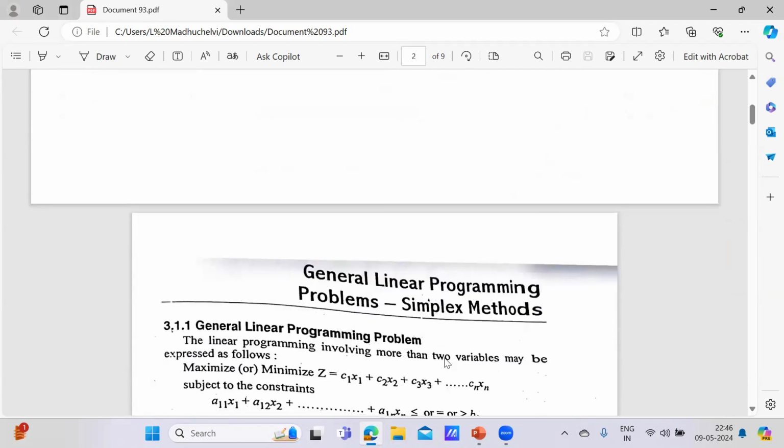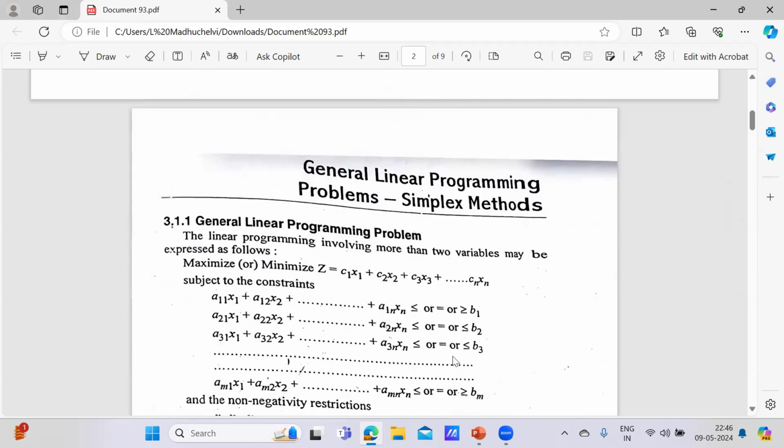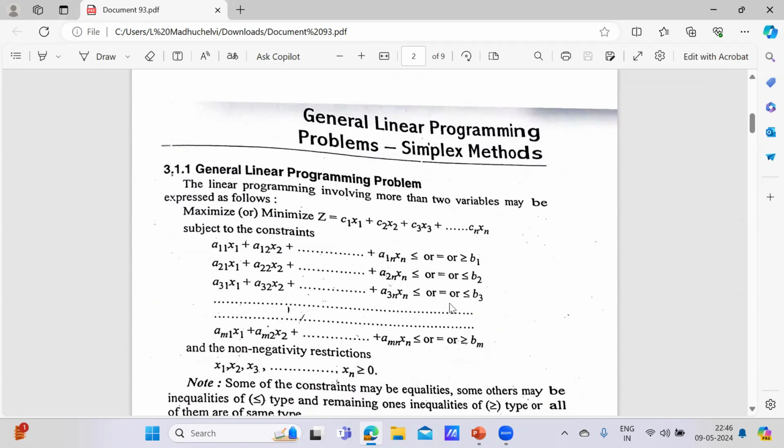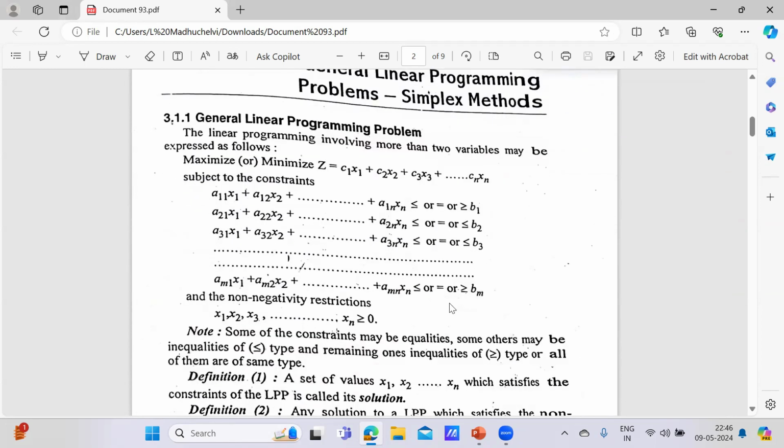First, let us say, what is the general linear programming problem? The structure of a general linear programming problem. The linear programming involves more than two variables may be expressed as follows. Maximize or minimize z equal to c1x1 plus c2x2 plus c3x3 plus etc. plus cnxn. Subject to the constraints a11x1 plus a12x2 plus etc. plus a1nxn less than or equal to, or greater than or equal to, b1.